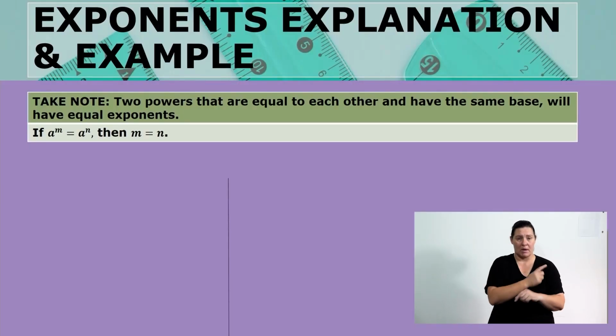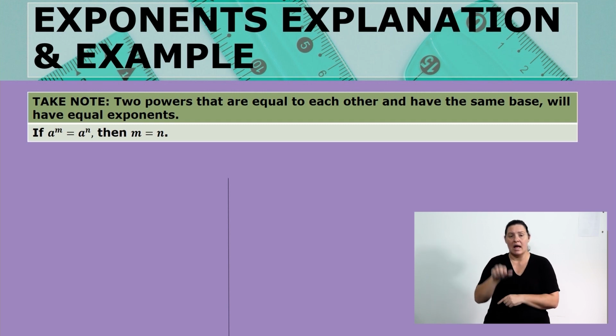We need to take note that when two powers are equal to each other and they have the same base, then their exponents will also be equal. For example, if I have a to the exponent m equal to a to the exponent n, then the exponents will be equal. Because they have the same base, and what's important is that they are equal to each other, their exponents will also be equal. Let's look at some examples here.